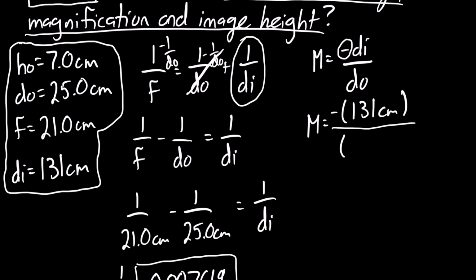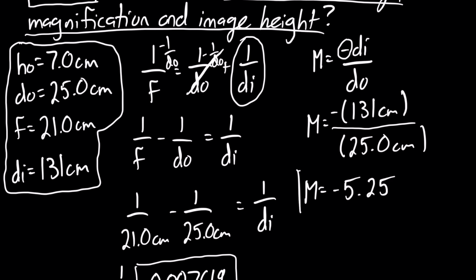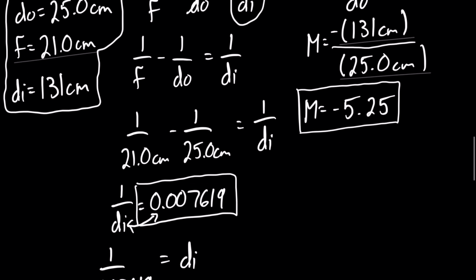And that is over 25.0 centimeters. And you'll get a magnification of negative 5.25. With that value, we know because of the negative in the magnification, this is going to be an inverted image. So it's going to be upside down.